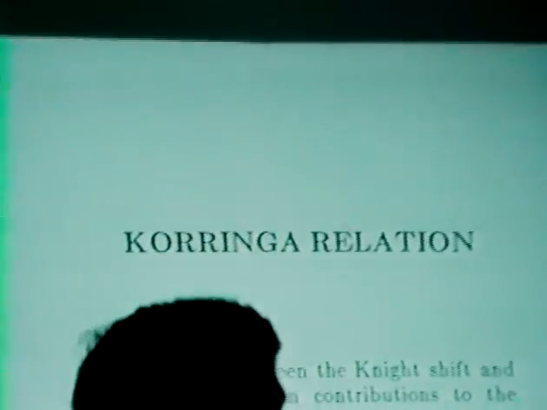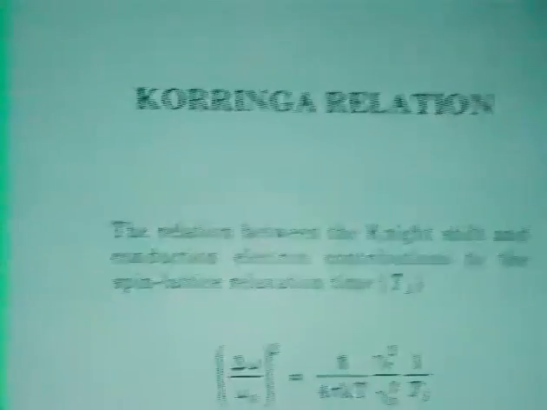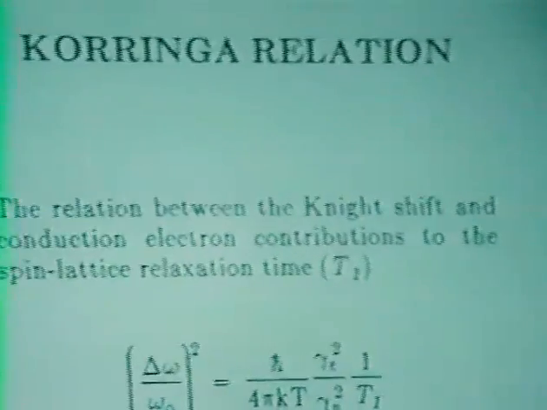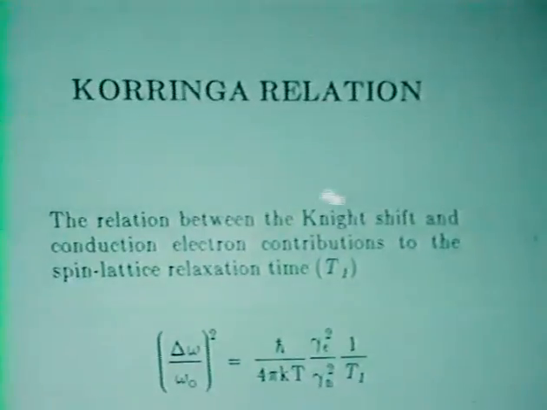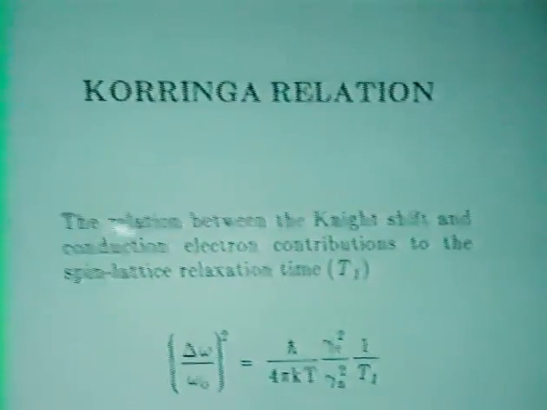That is, the conduction electrons in the metal have a well-known effect on what the shift of this carbon line is going to be. And this is given by the so-called Korringa formula. That is, there's a relation between the Knight shift, that is the peak position, and the conduction electron contributions to the spin lattice relaxation time.